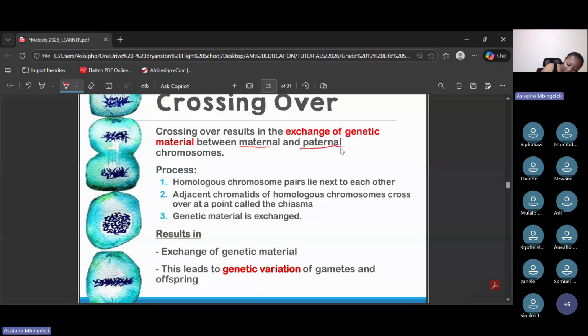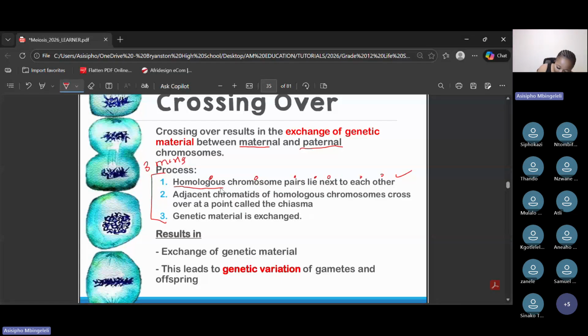They normally ask you for 3 marks to describe the process. Describe how crossing over takes place. I need these words for you to get a mark. Homologous chromosome pairs lie next to each other. The tick is at the end. If you just say chromosome pairs, wrong. Which word did you forget? Homologous. If you say homologous chromosomes and you don't include the word pairs, wrong.